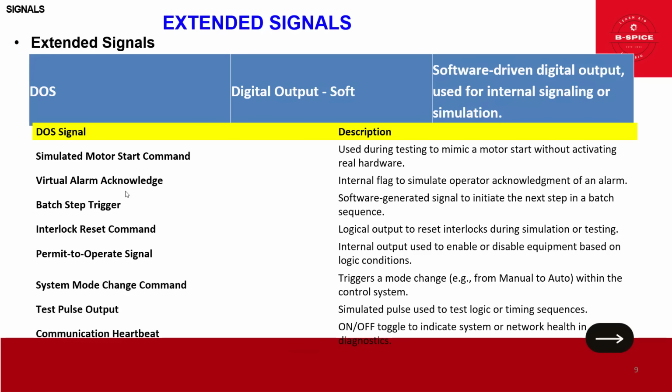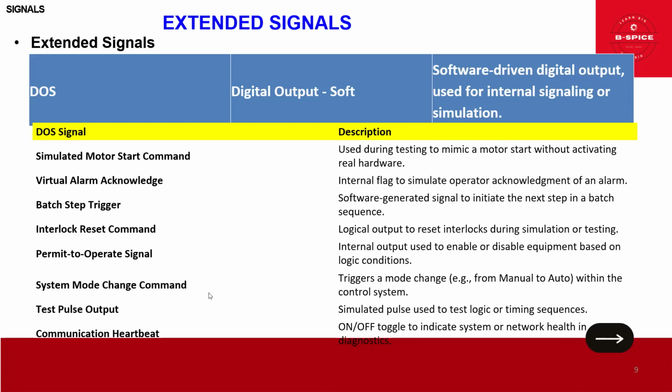Then virtual alarm acknowledge. Internal flag to simulate operator acknowledgement of an alarm. You are not doing it exactly, but to simulate the operator acknowledgement. Then batch step trigger. Software generated signal to initiate the next step in batch sequence. This is in the batch sequence. Then we have an internal reset command. It's a logical output to reset the interlock during simulation or testing. Then permit to operate signal. Again, it's the internal output used to enable or disable equipment based on logic condition.